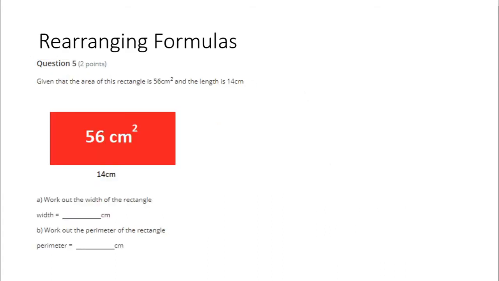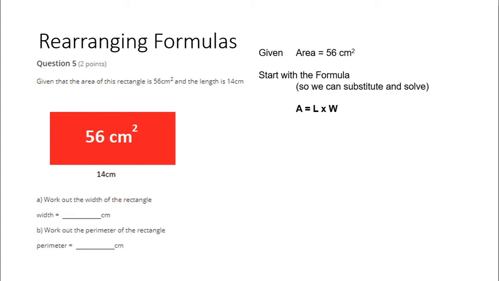Next, question 5. We're given the area of this rectangle and we're given its length, but we don't know its width. So we're going to work out its width first by using the formula that relates to the information that we're given. So the area formula. Given that the area is 56 centimeters squared, and we know that to find an area, we do length times width. We'll start with the formula, area equals length times width, and then we'll substitute the values we know into it so that we can write an equation that can be solved.